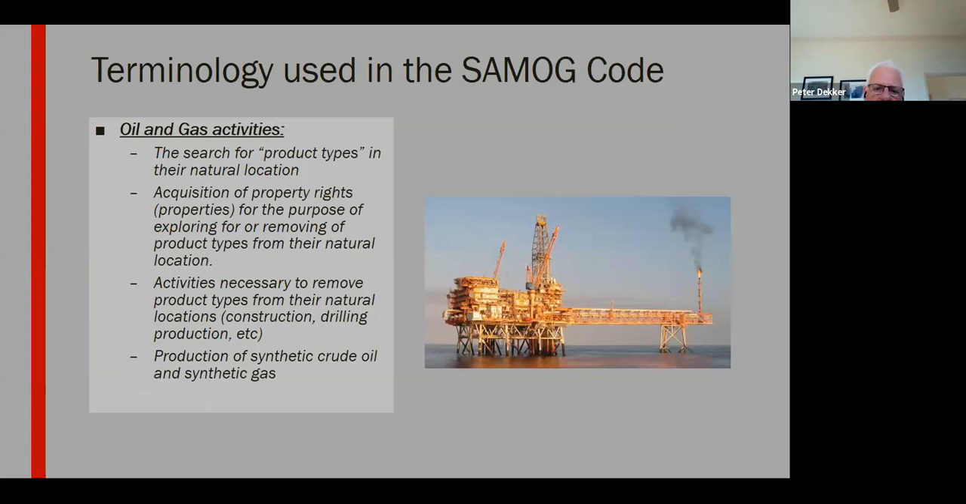So what are oil and gas activities? Oil and gas activities is the search for product types in the natural location. Acquisition of property rights for the purpose of exploring for or removing of hydrocarbon types from the natural location. Activities necessary to remove product types from the natural location, construction, drilling, production, etc. And production of synthetic crude oil and synthetic gas. So these are oil and gas activities. So all oil and gas activities fall under the SAMOG code.